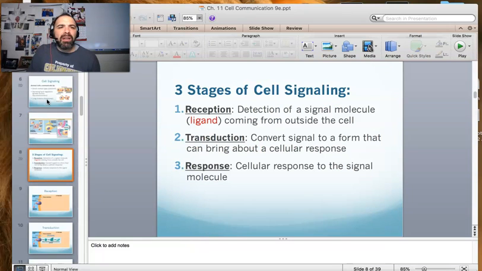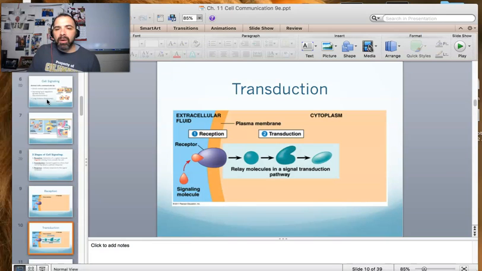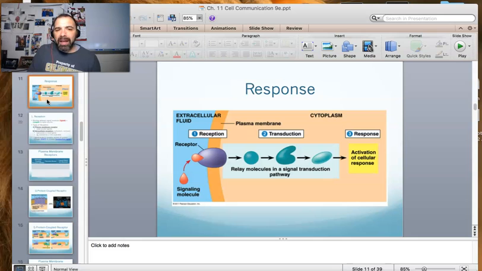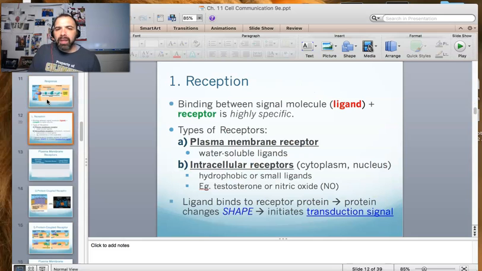But here, this is the main point of this part: there are 3 stages of cell signaling. There's reception, transduction, and response. Reception is the detection of that signal molecule, the ligand. Transduction converts that signal to a form that can bring about a response, and then you have the response. We're going to be labeling this picture in class, and you'll have an FRQ over it.